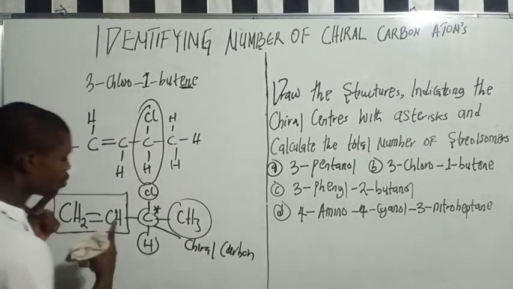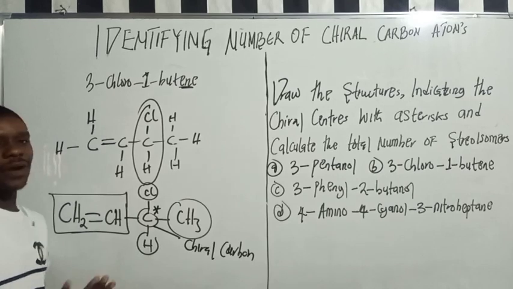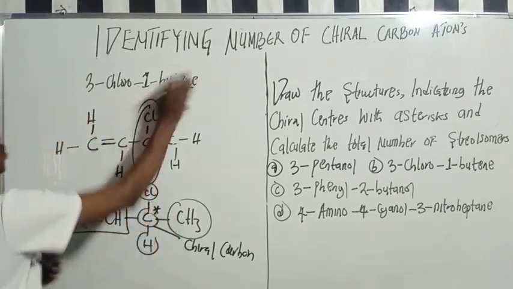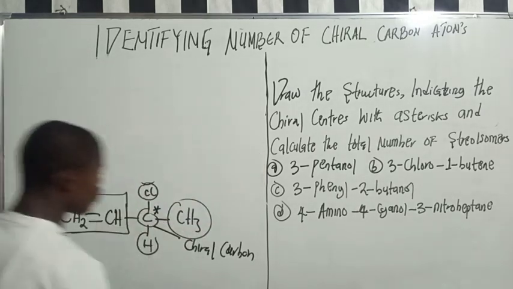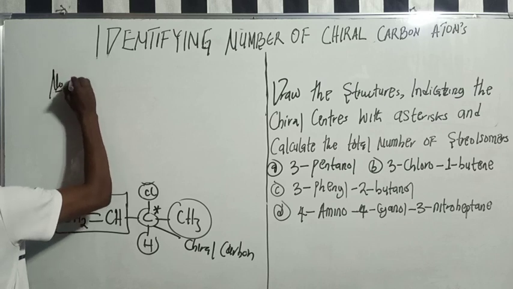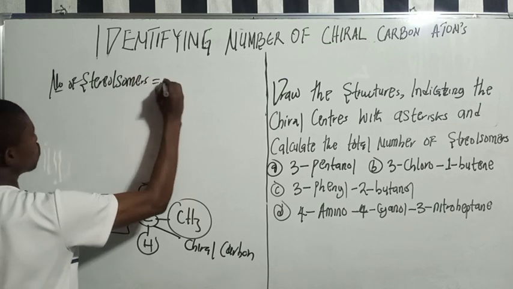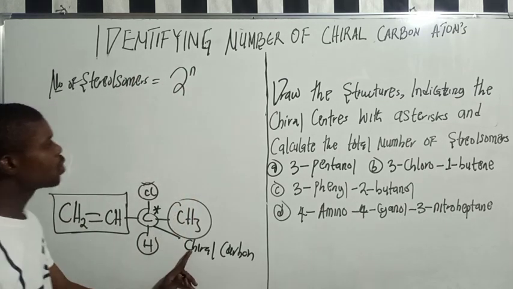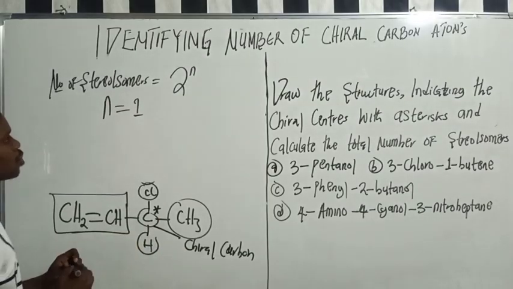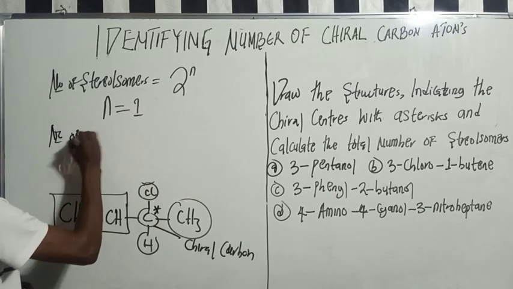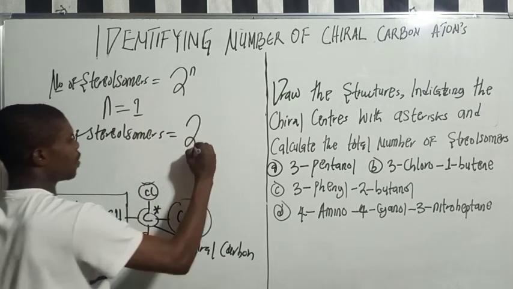So now, since we have 1 stereo center here, or chiral carbon, let's calculate the number of stereoisomers it is going to have. With the number of chiral carbons, let's get the number of stereoisomers. Remember I told you that the number of stereoisomers equals 2 raised to n. N means the number of chiral carbons, right? So my n is equal to 1. So the number of stereoisomers is 2 raised to 1, which is 2.